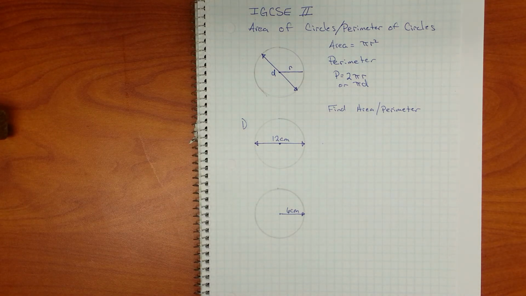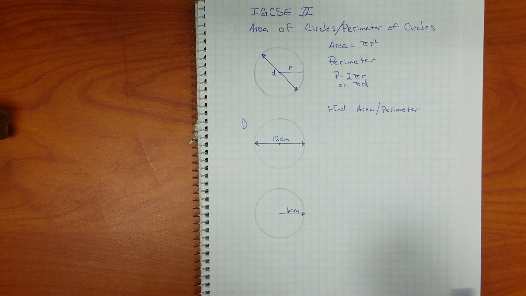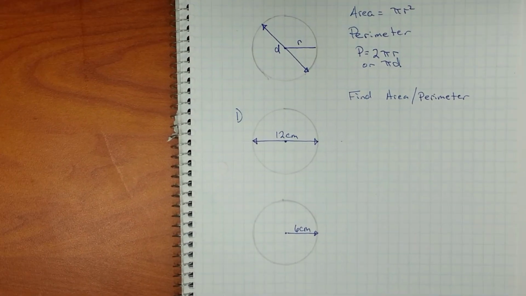This is IGZY Math 2. We're going to be covering area of circles and perimeter of those circles. First thing I need to try and identify is what we have here. We have some formulas.